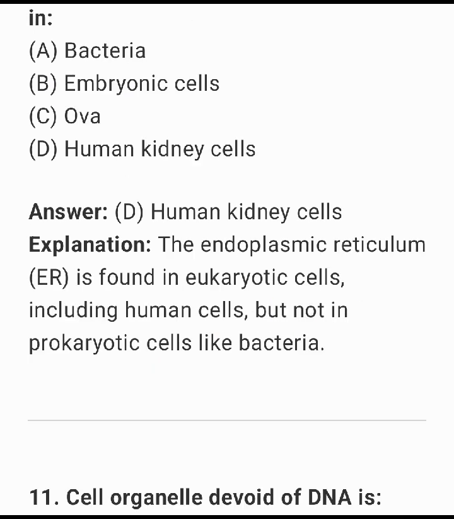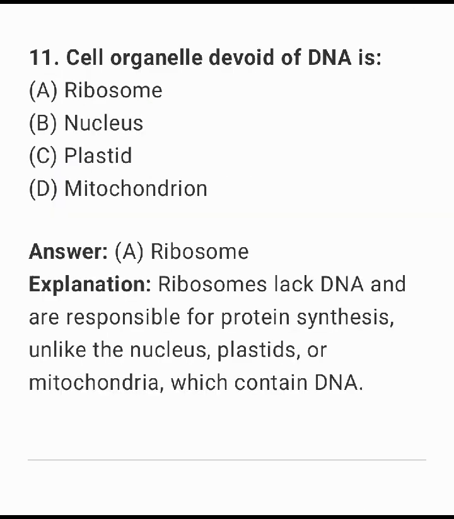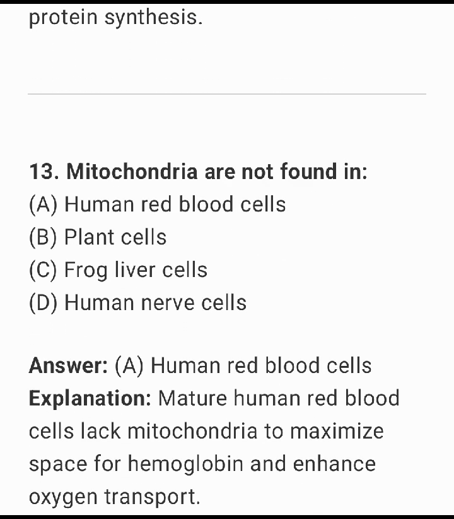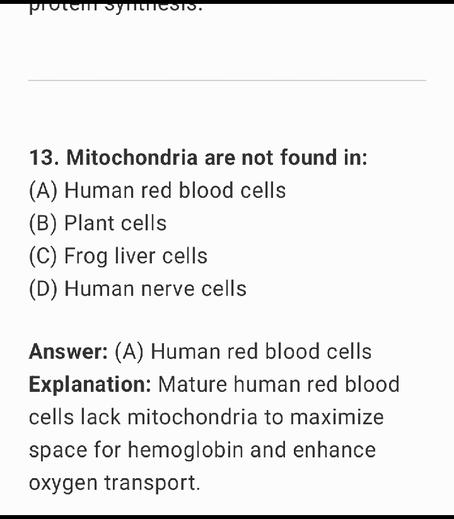Next question is endoplasmic reticulum is present in, so it is found in human kidney cell. Cell organelle devoid of DNA, so it is the ribosome out of the given options. The rest of the three contain DNA. The smallest organelles in a cell are ribosomes. Option number D. Next, mitochondria are not found in, so the human red blood cells. Option number A. Human RBCs do not contain mitochondria.